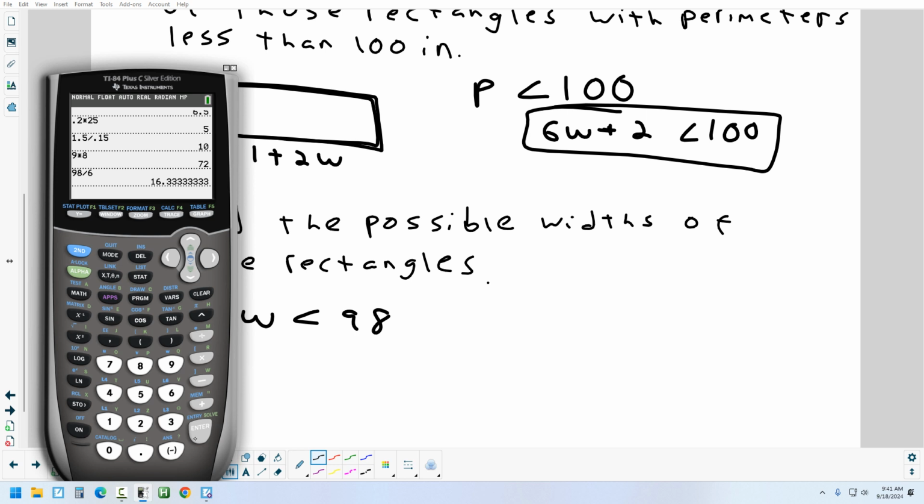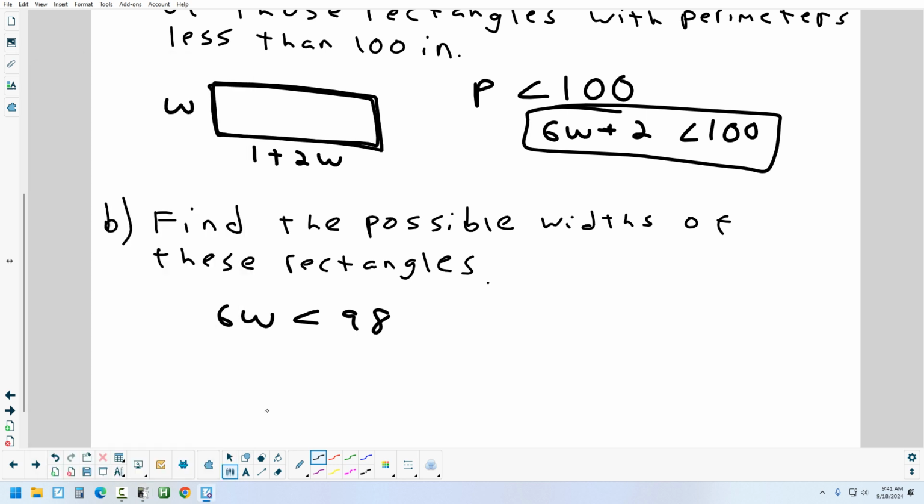If you're not sure what that is as a fraction, you can press the math button, and the first option says fraction. It'll take any answer that was on the screen and change it to a fraction. 49 thirds. It's kind of handy. So W is less than 49 thirds.